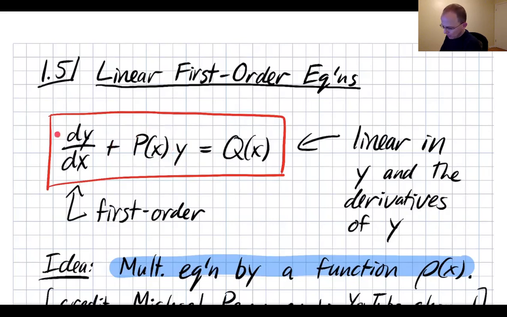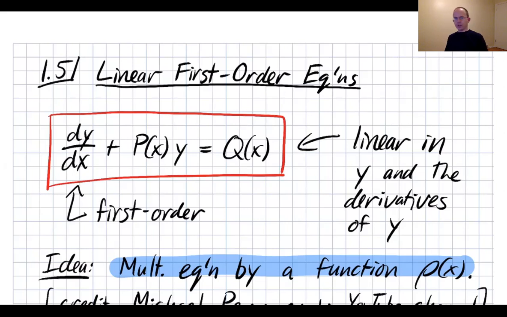And these things in front are just functions of x. So there should be no y's in there, no function of y or a function of the derivative. It's just of this form. And we can always assume that we can put it into this form where the coefficient of the derivative is 1. That's why we don't have any actual term here. So it's going to be a linear differential equation if it can be put into this form. That's what a linear first order equation is.